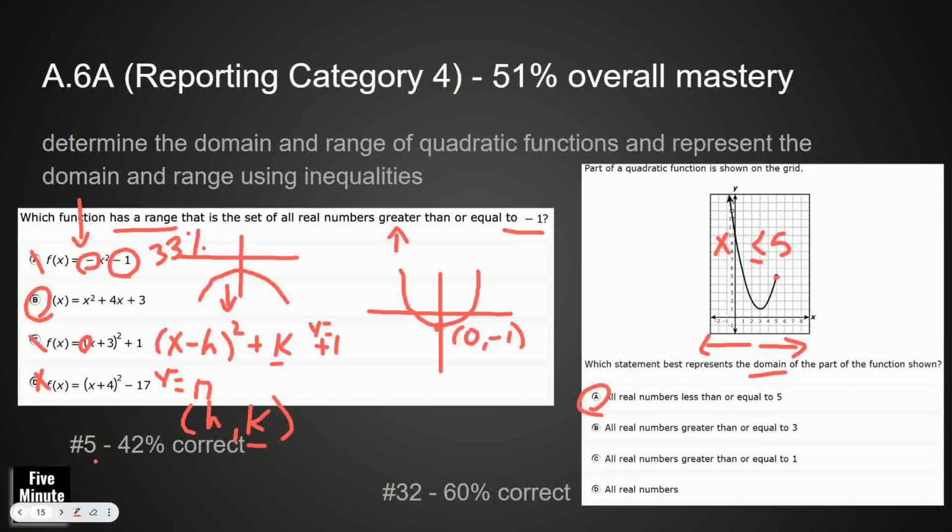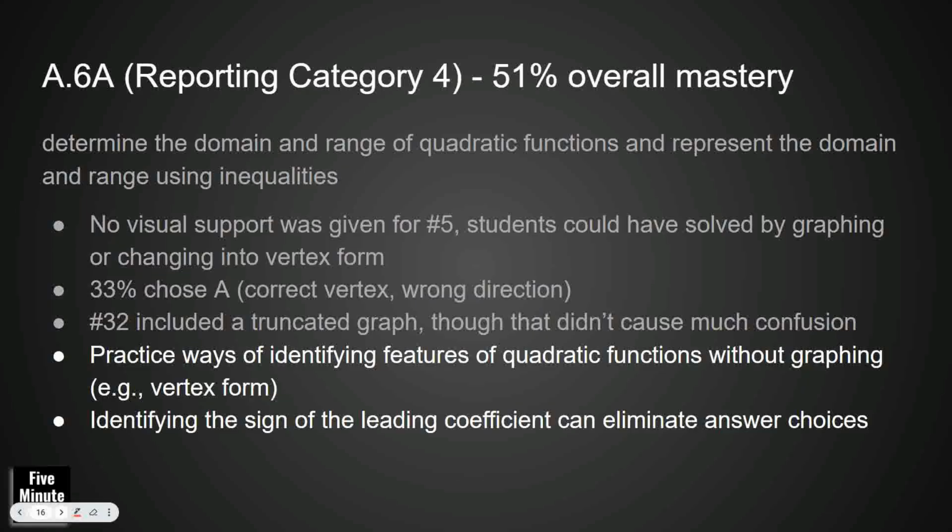Because -1 obviously doesn't show up anywhere there. So visually, there's nothing about that that says it's going to have a vertex at -1, but it's not in vertex form, so we wouldn't expect it to. And we've got a truncated graph on number 32. Didn't cause much confusion. So what are some of our instructional implications?